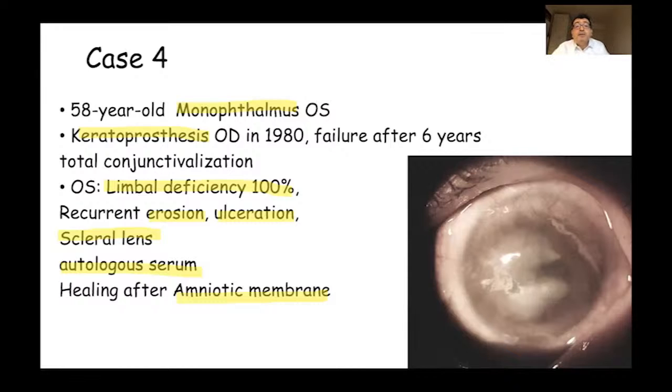The fourth case is a 50-year-old monophthalmus, also due to the loss of the right eye due to keratoprosthesis that was performed in the 80s, and failure after 6 years due to total conjunctivalization and endophthalmitis. Limbal stem cell deficiency is total, and this patient has recurrent erosion and ulceration, and was managed with autologous serum, scleral contact lens, and repeated amniotic membrane grafts.